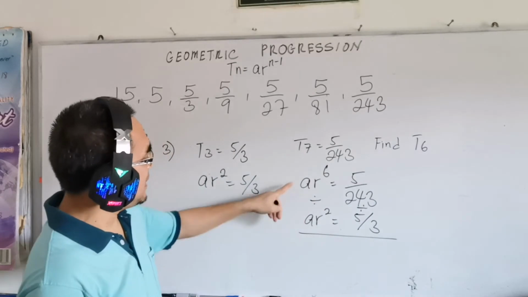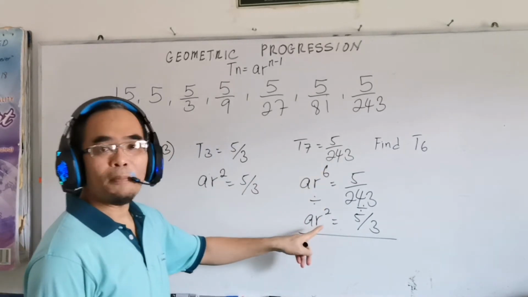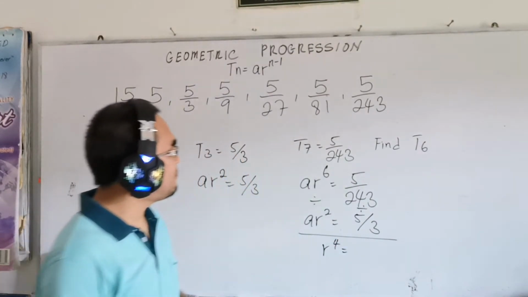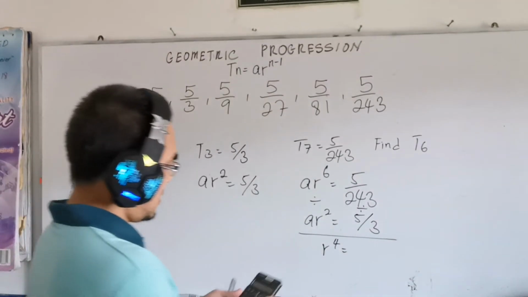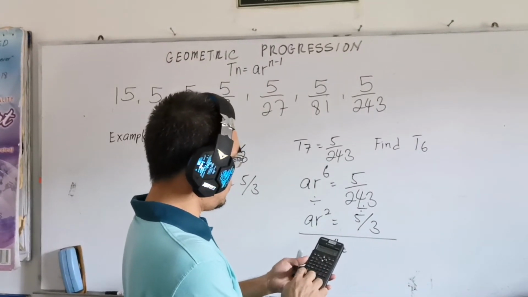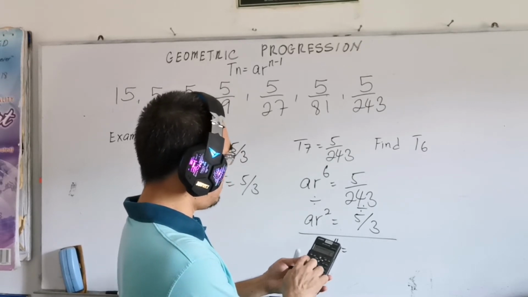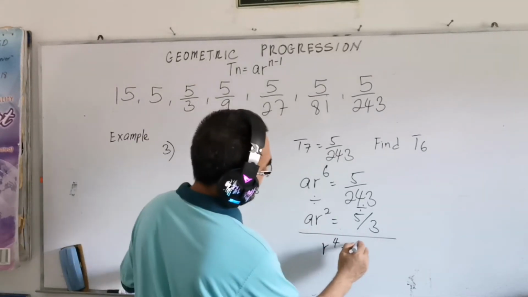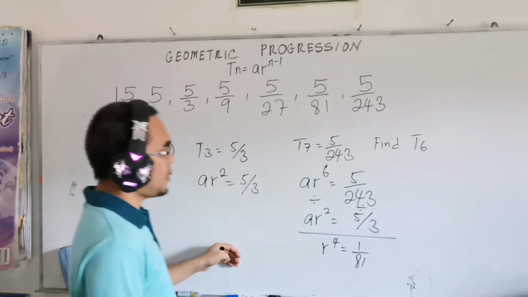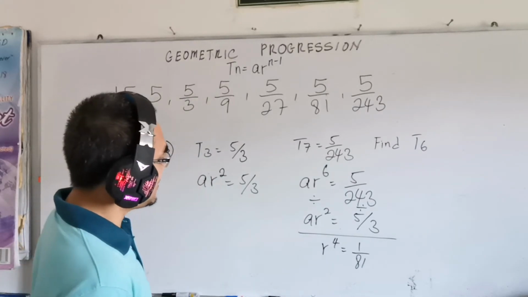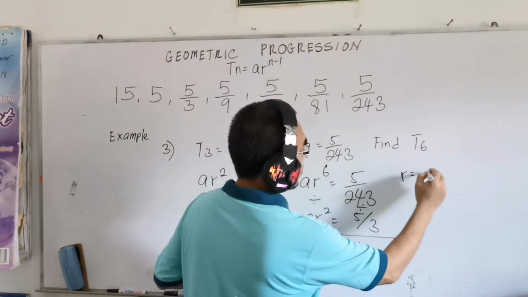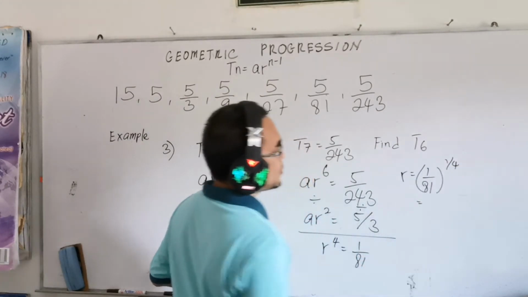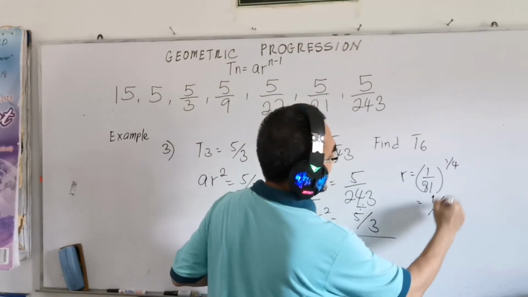Okay, so A divided by A will be 1, R power 6 divided by R power 2 will be R power of 4. And 5 over 243 divided by 5 over 3, it becomes 1 over 81. So you can find the value of R. That is R is 1 over 81 to the power of 1 over 4. So you get 1 over 3.